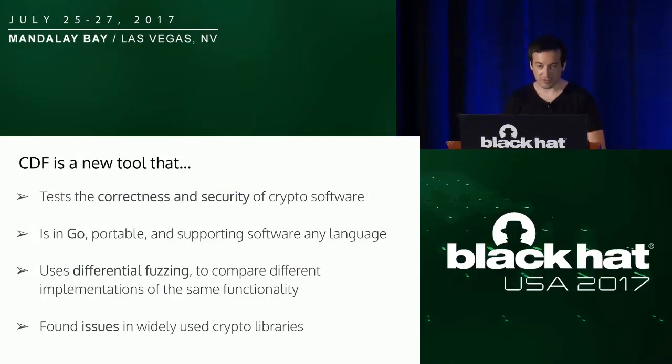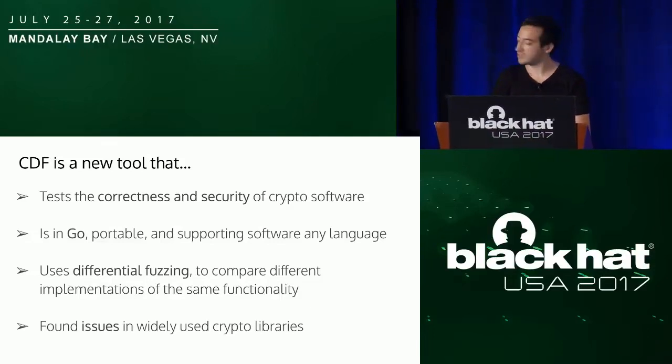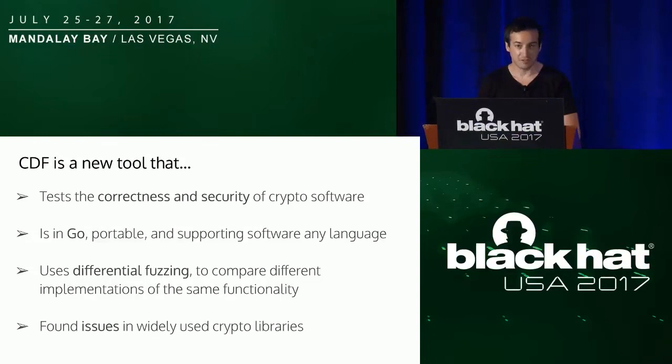So to summarize, we have this new tool, CDF. It tests correctness and security of crypto software. It's only for crypto stuff. It's in Go because Go is quite a nice language, straightforward to cross-compile and portable. And we rely on this approach of comparing the behavior of different implementations. So maybe you need to have an implementation you trust in the first place, or maybe two implementations that you don't trust so well, but you just want to see how differently they behave, or just see if they can work together.